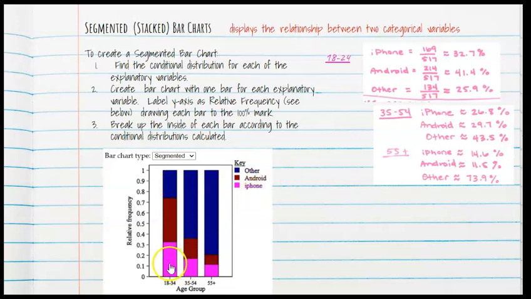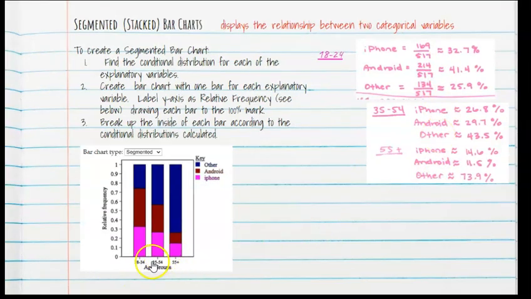Now, how we break this up is based on our percentages. So look at the 18 to 34-year-old bar. Okay, the first percentage for iPhone was 32.7, so I would mark it at 32.7 and shade it pink, since pink is iPhone. Then I would stack 41.4 on top of that. That would take the total up to, like, 74% roughly. So I would mark it around 74 and shade it for Android. And the remaining percent should be about 25.9% if I've done it correctly.